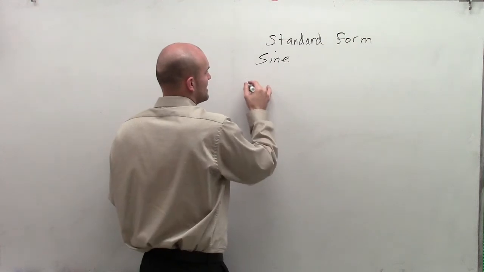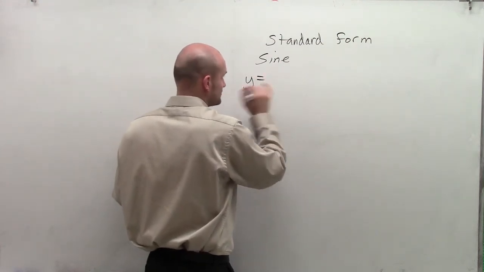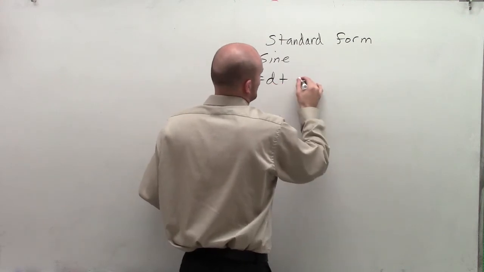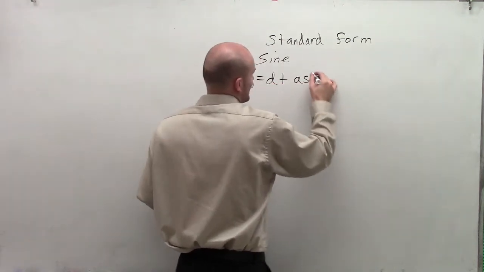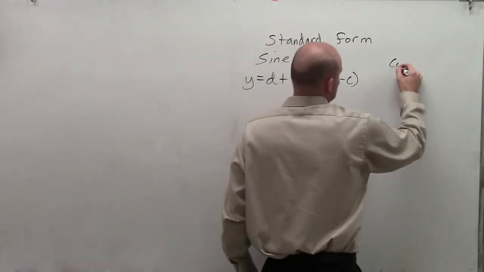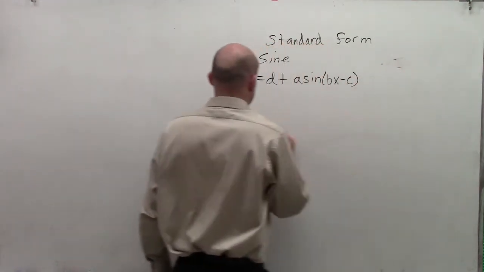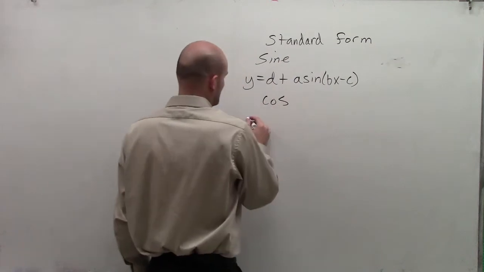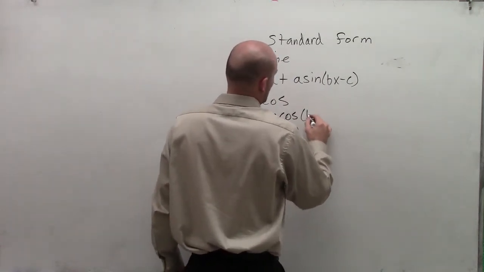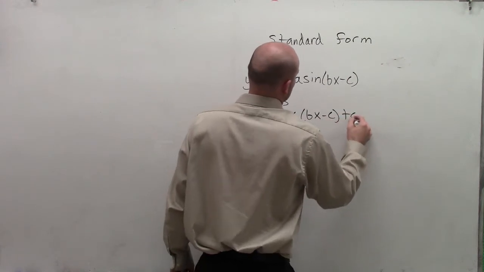So the standard form of the sine graph can be written as y equals d plus a sine of bx minus c. And the cosine, let's do cosine down below. The cosine graph can be written as y equals a cosine of bx minus c plus d.